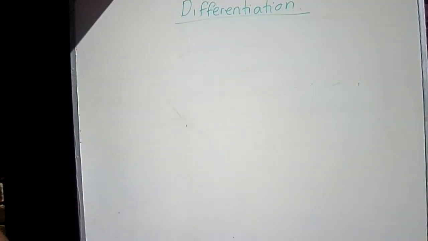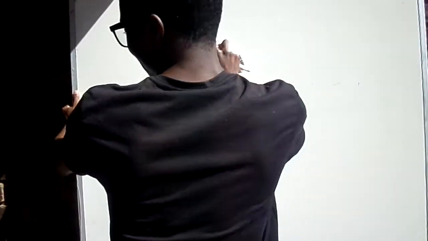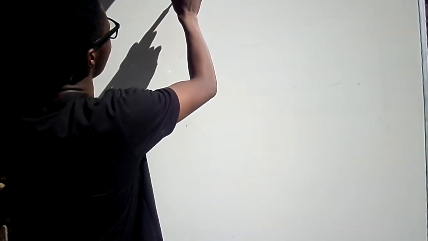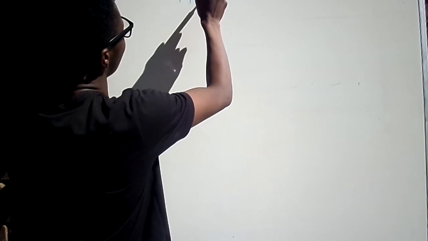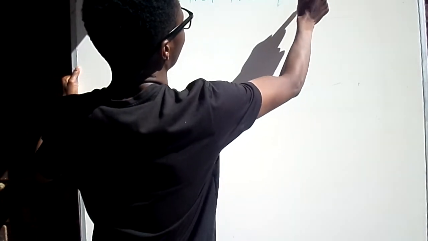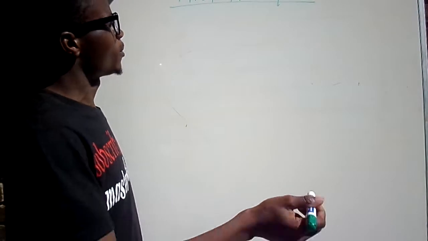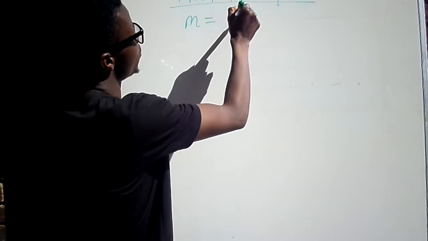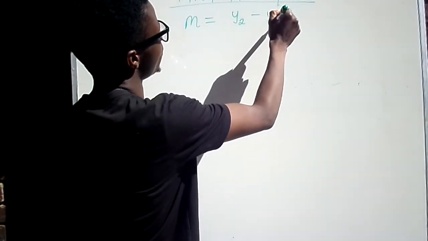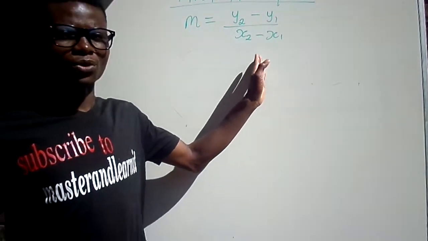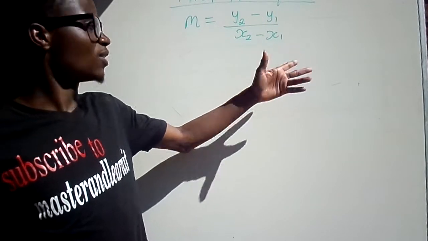So now let us use the same principle to calculate the gradient of a curve using what we call finding the gradient from the first principles. Remember, we know that gradient, I'm going to denote it by m, is equal to y2 minus y1 all over x2 minus x1. So we are going to use this principle to calculate the gradient of a curve.